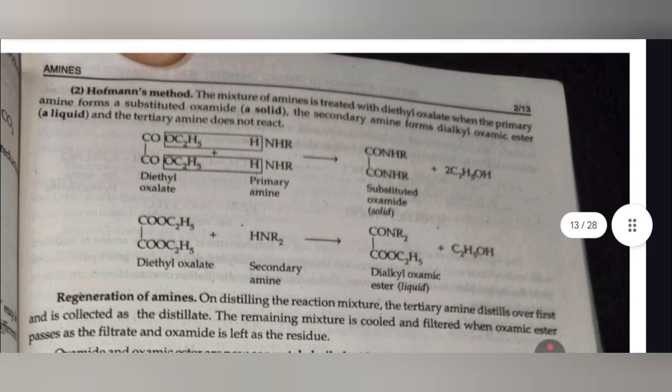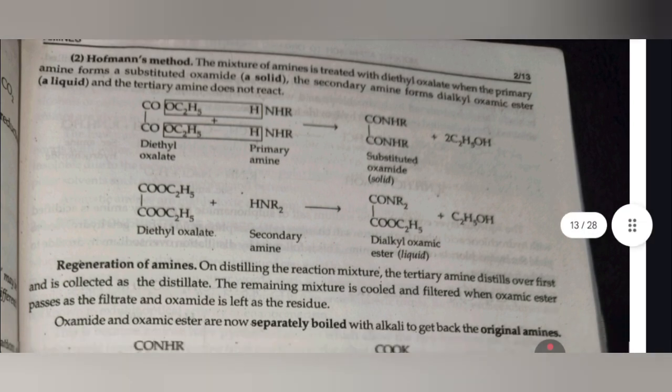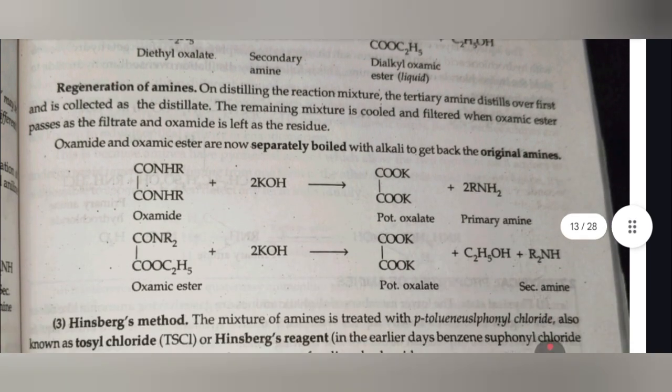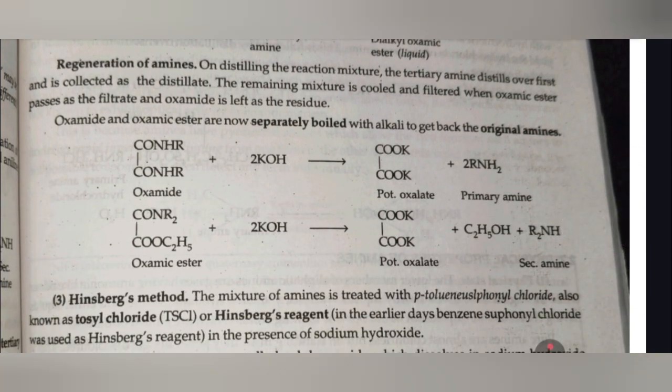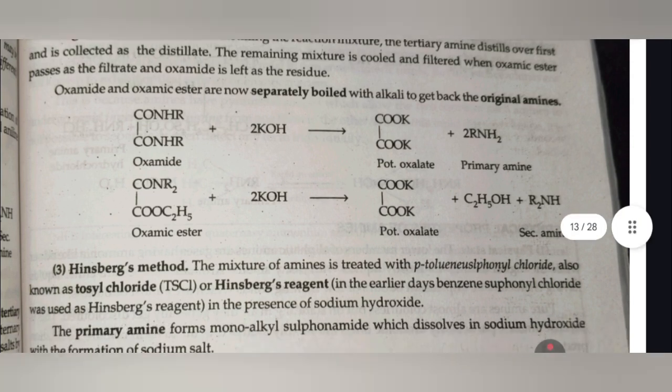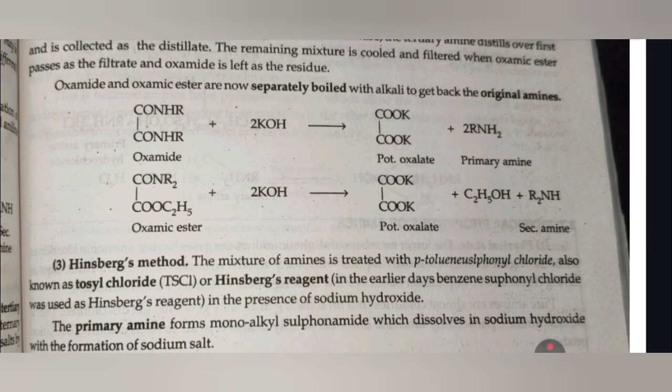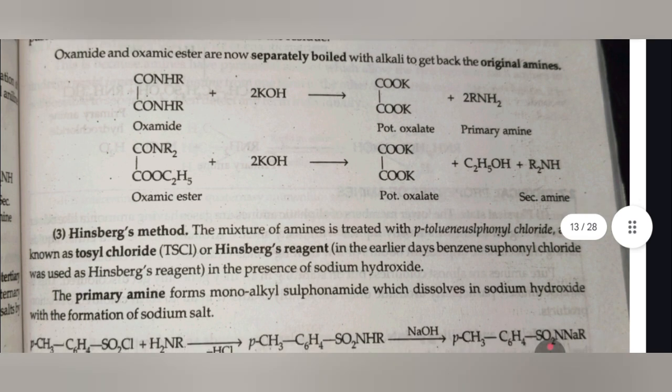The mixture of amines is treated with diethyl oxalate. The primary amine forms a substituted oxamide, a solid. The secondary amine forms a dialkyl oxamic ester, a liquid, and the tertiary amine does not react. Regeneration of amines: on distilling the reaction mixture, the tertiary amine distills over first and is collected as the distillate. The remaining mixture is cooled and filtered, when the oxamic ester passes as the filtrate and the oxamide is left as the residue. Oxamide and oxamic ester are now separately boiled with alkali to get back the original amines.